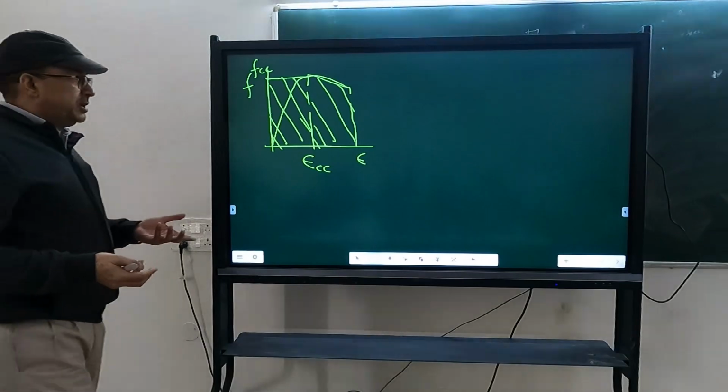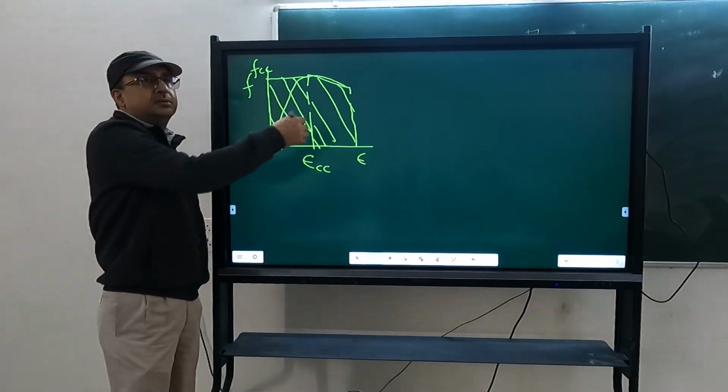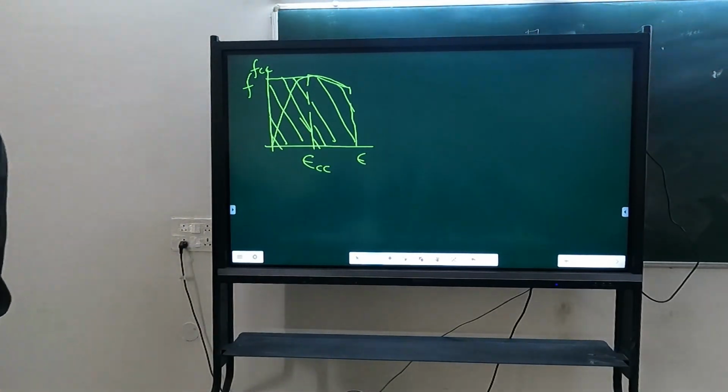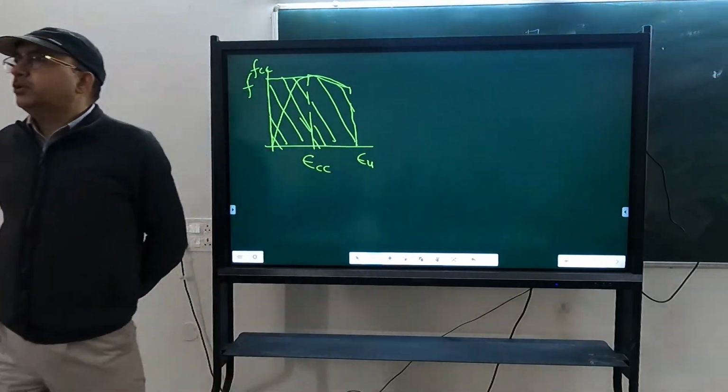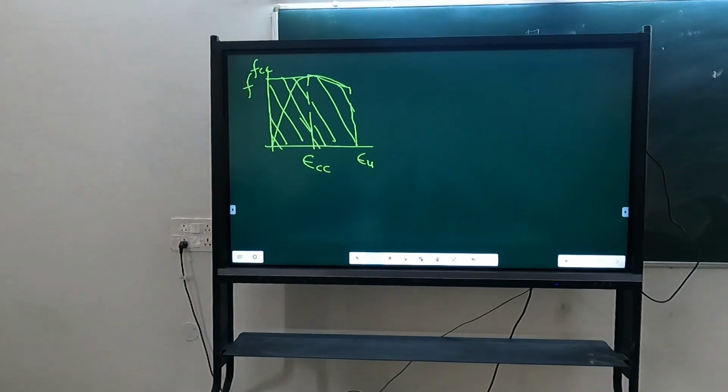Actually, when you will be doing computer programming, you can take strips and use the trapezoidal rule to integrate. But when are you having the case of strain less than epsilon cc? That will be happening if you are plotting different points on the curve. But when you are calculating mu, then actually it will be up to epsilon u. So you will be needing the complete curve to calculate mu and phi.